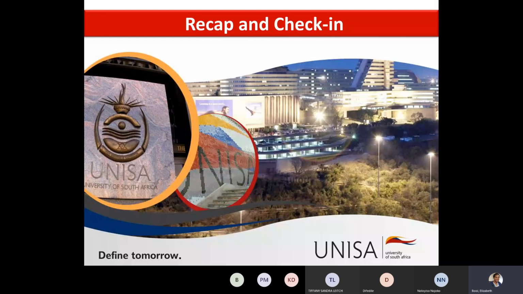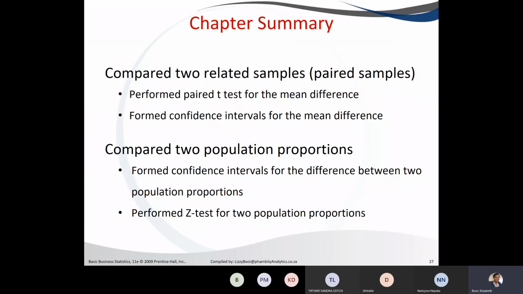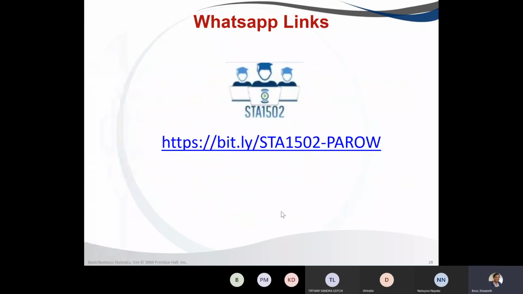Just to recap on what we just did, we looked at how we form a confidence interval for the difference between the two proportions, and we also performed a hypothesis test for the two proportions. And that's all we did today.